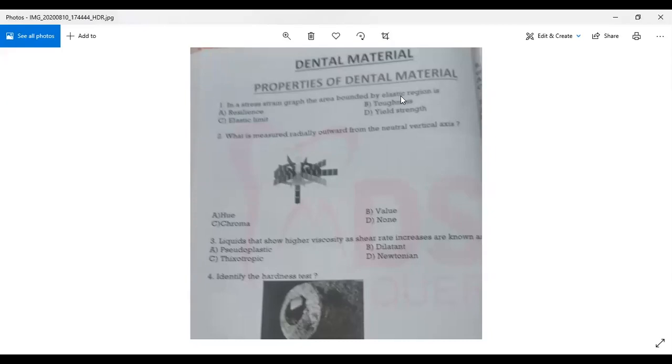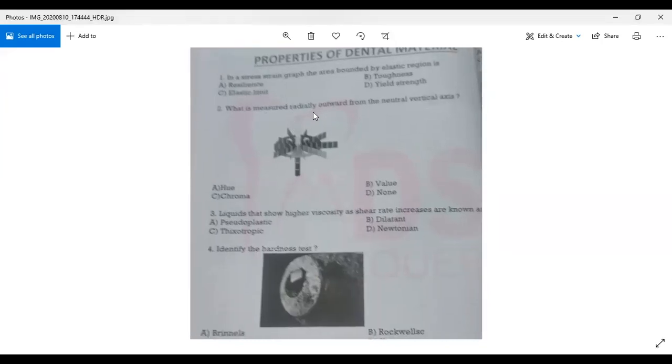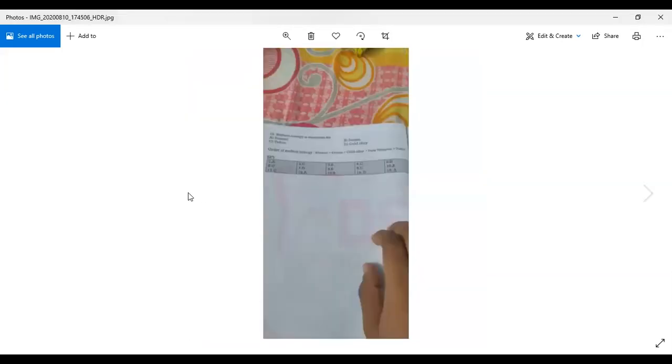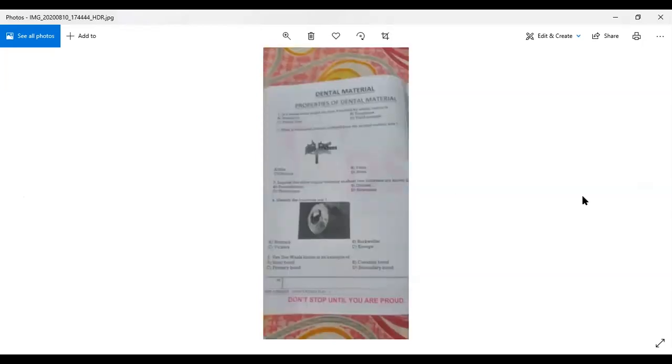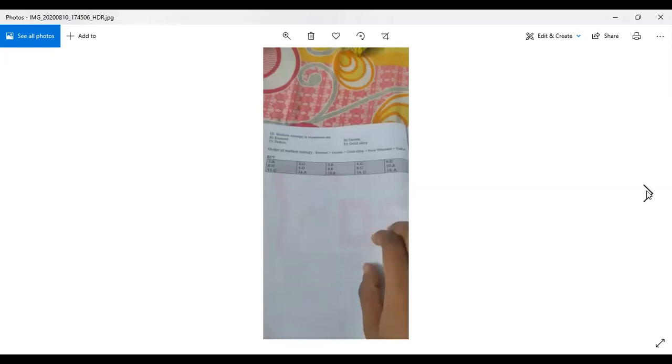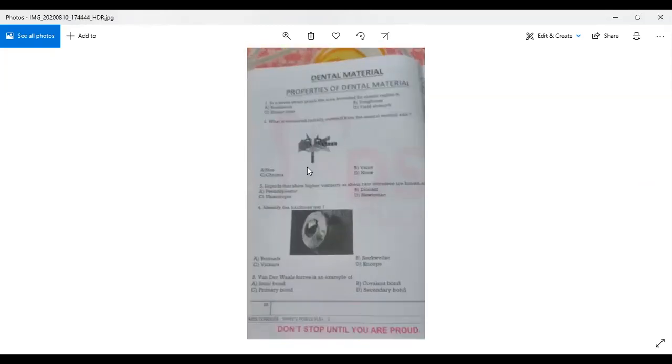Now in the stress strain graph, the area bounded by elastic region is... now we'll see these papers once again. First question here: in stress strain graph, the area bounded by elastic region. Okay, that's the elastic limit, which is measured radially outward from the neutral axis. Radially outwards is chroma. Oh, sorry, it's toughness. One second. No, it is not toughness. It is resiliency. I've shown you the graph.